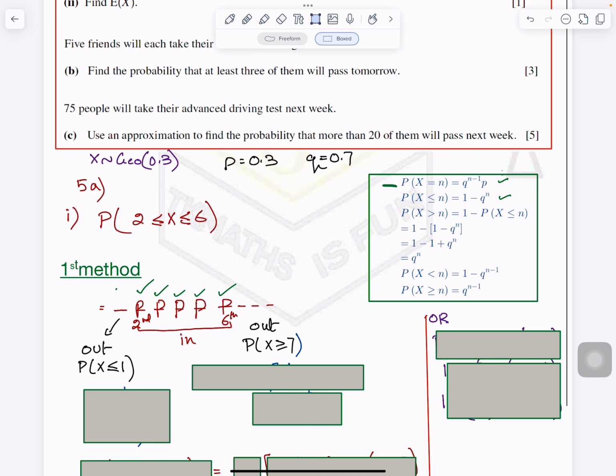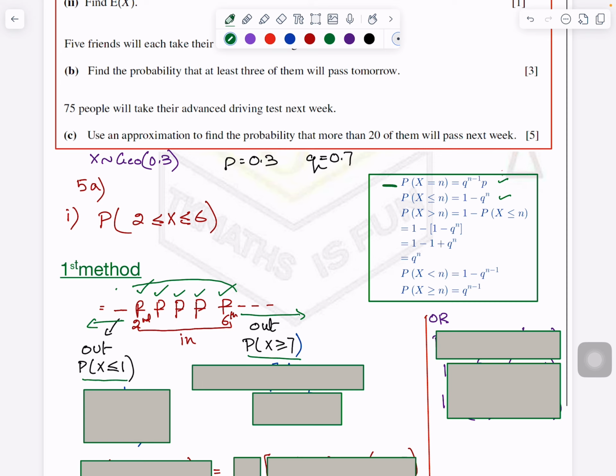Okay, so this left hand side is out. This area is out. So I'm saying probability of X less than or equal to 1 is out. And this right hand side, probability of X greater than or equal to 7 is also out. So if I can find these two probabilities and add them and subtract from 1, because 100% probability is 1, then I will get the required result, which is this, right?